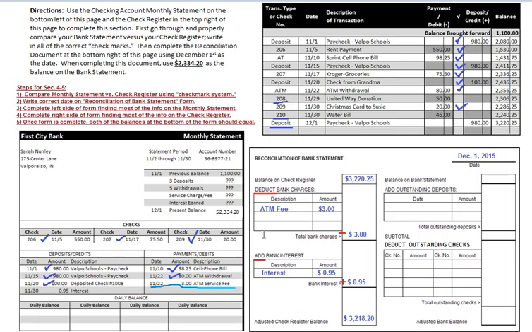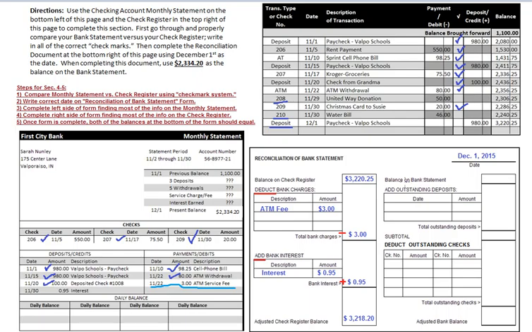Alright, so we've done the left side. You only need to write the stuff in blue. Let's go ahead and do the right side now, which would be number 4. And with step number 4, I do remind you, you're going to get most of the info from the check register.